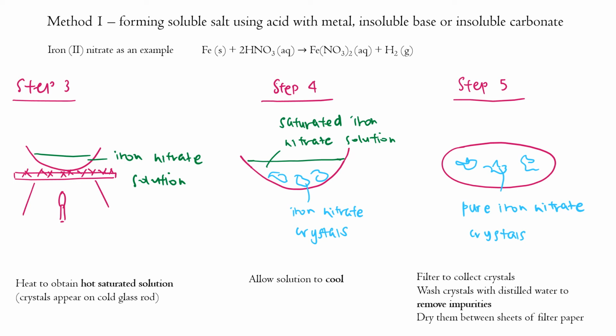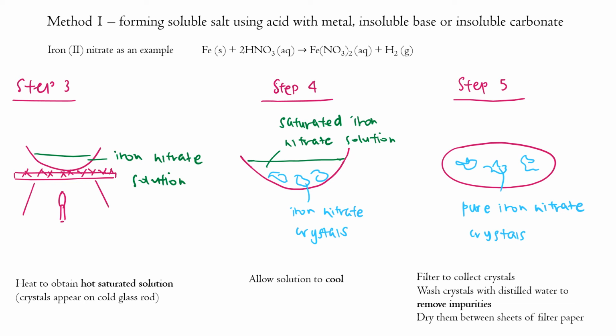In the third step, with the filtrate that we have obtained, which is a pure solution of iron 2 nitrate, we then carry out crystallization. Here, what we do is we heat the solution until we obtain a hot saturated solution. This will help the crystals to crystallize.